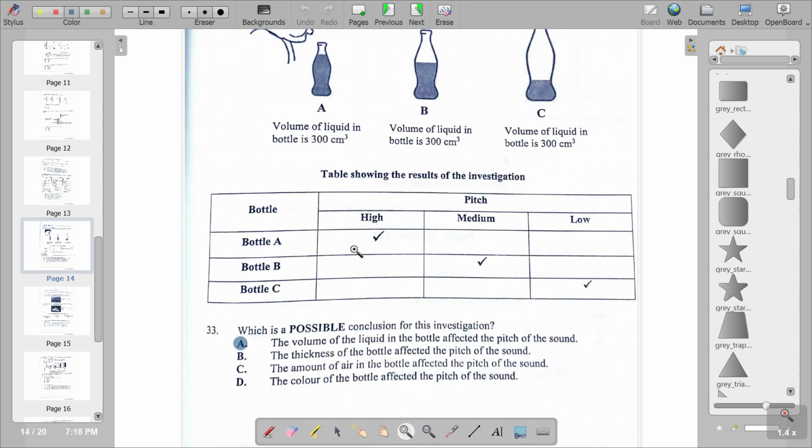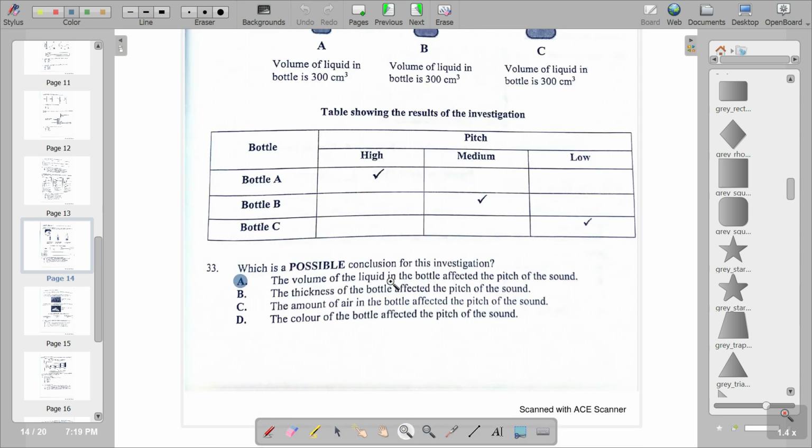So here's what I got. Here you have bottle A, high pitch, and bottle B, medium pitch, and then bottle C, low pitch. Okay, so which is a possible conclusion for this investigation? A, the volume of the liquid in the bottle affected the pitch of the sound.